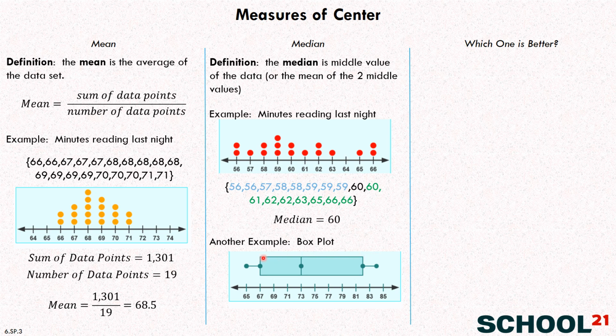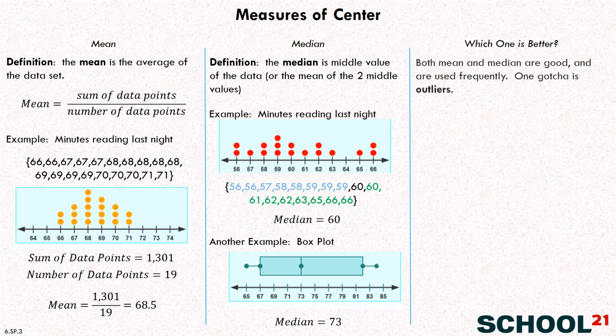Then it puts a box around the middle portion of the data, and we'll explain more about that in later videos. And then it puts this dot right here, which is the median. So with the box plot, you can just read the median right off of the graph, so you know that the median is 73 because that's what's shown on the box plot.